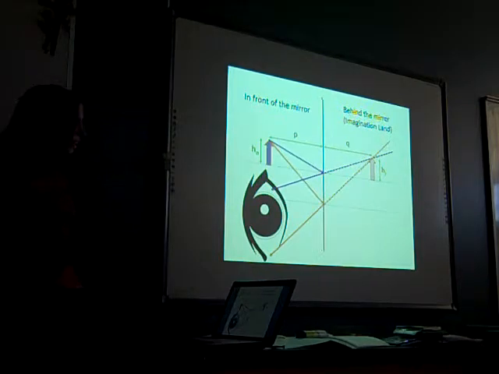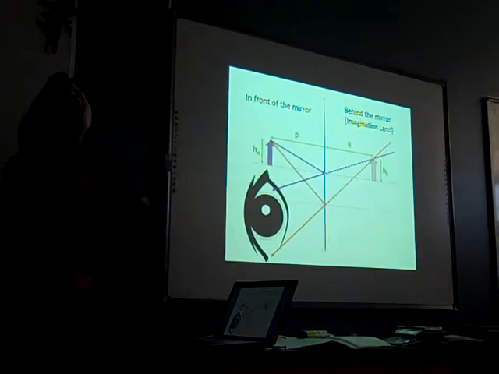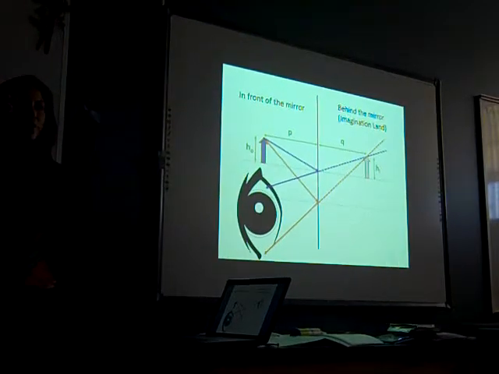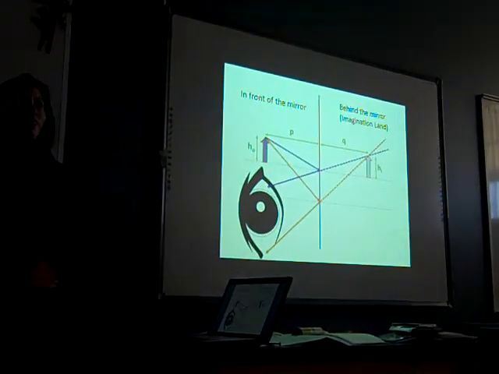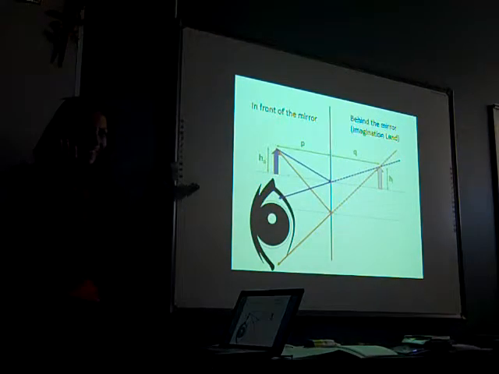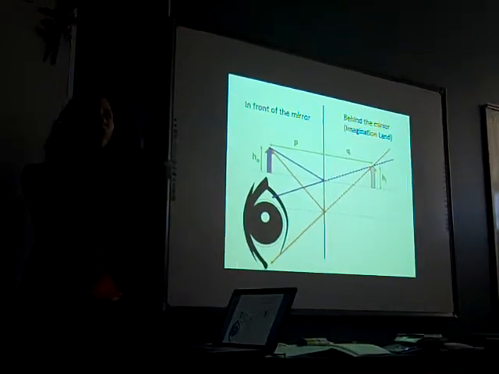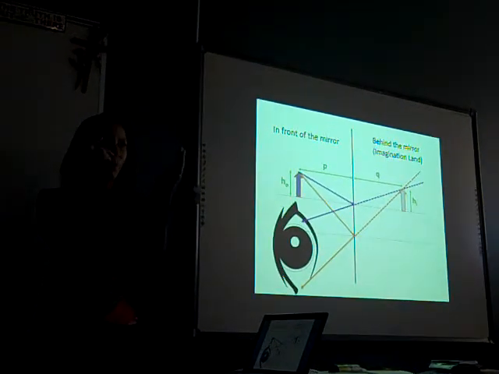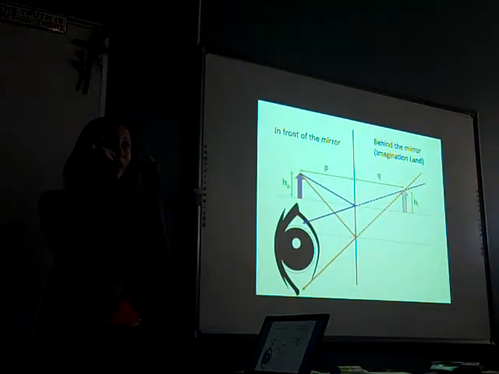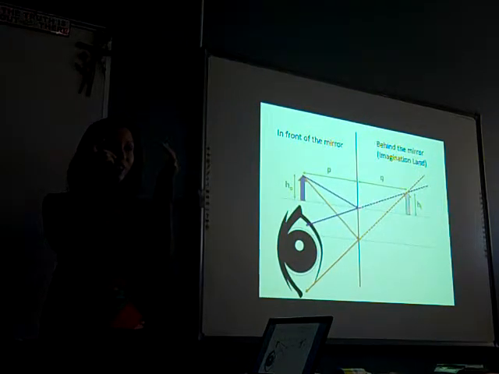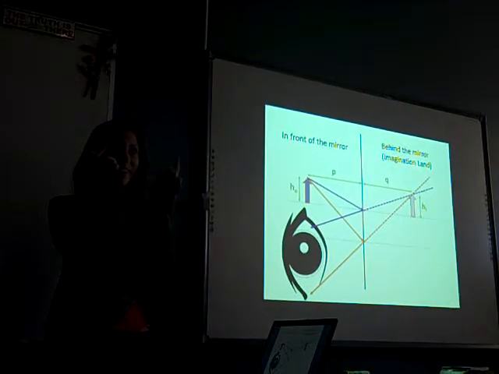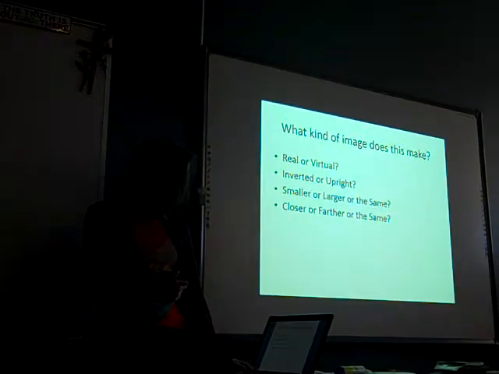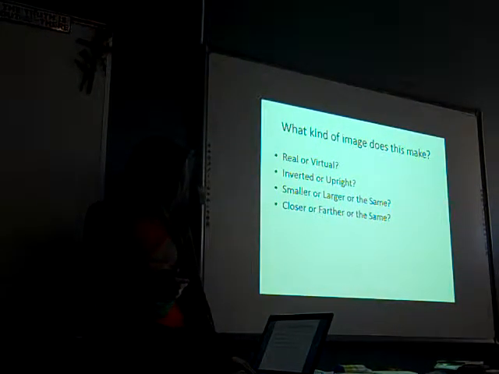So I want to show you why when you look in the mirror, your face appears to be a mirror image of itself, right? Why is it that when you look in the mirror, you don't see what someone sees when they look at you? Your left eye appears to be your right eye, right? So let's talk about why that is.